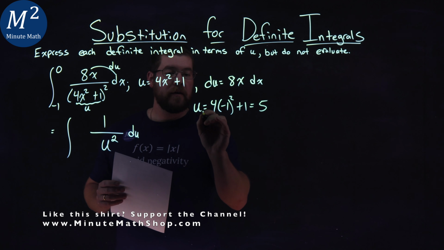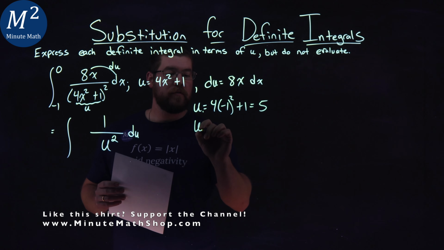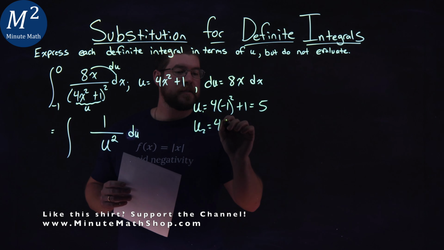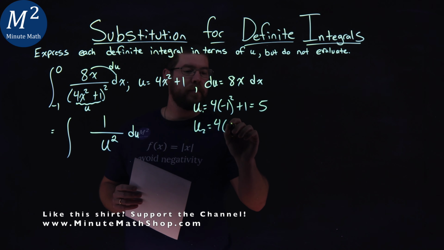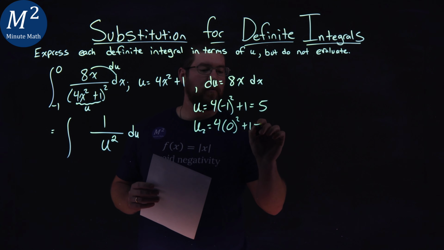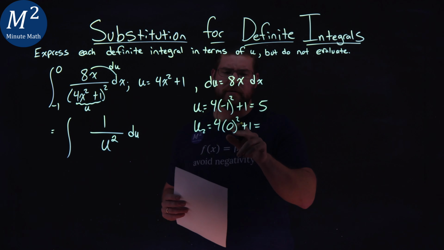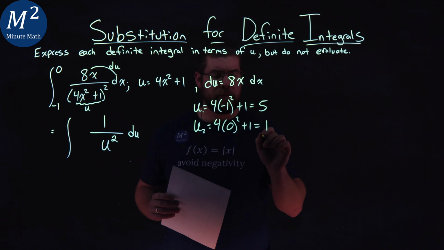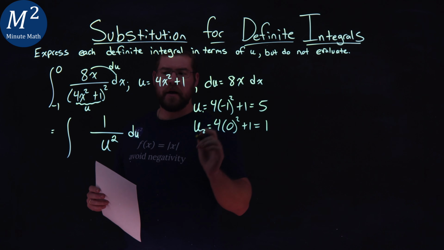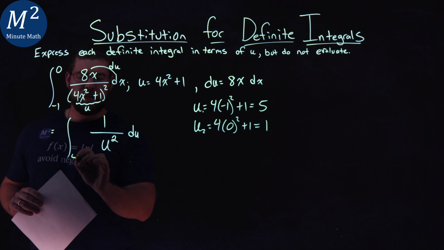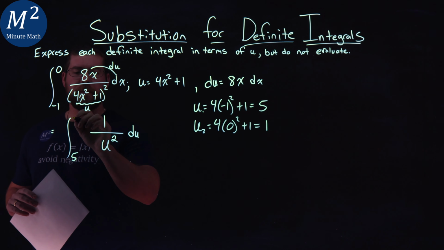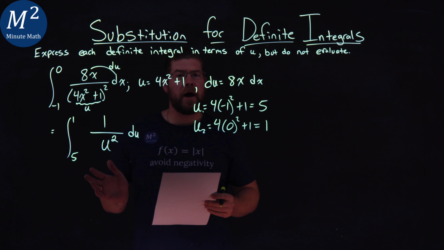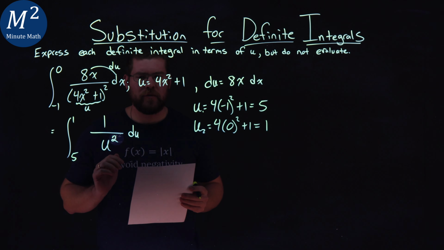And we're going to do it again with the second one. We have u2. We have 4 times the upper bound, 0 squared, plus 1. Well, 0 squared is 0, times 4 is 0, plus 1 is 1. And so now our bounds, make sure it lines up. We have to go from 5 to 1. And I know it almost seems backwards, we're kind of going from right to left, but that is okay.